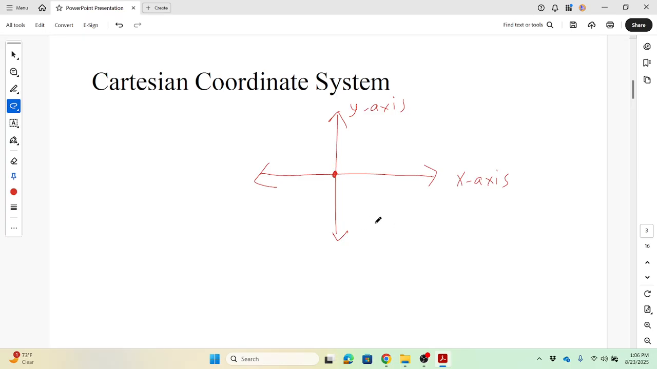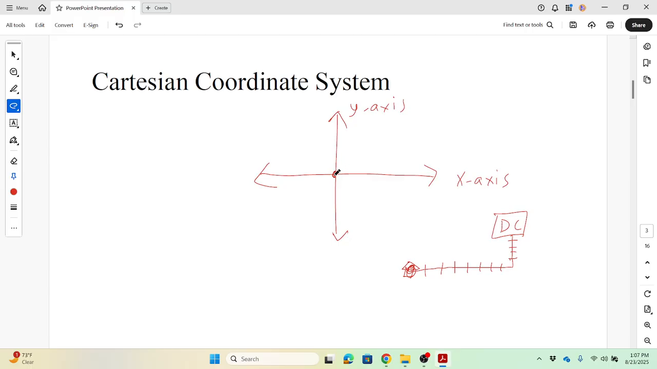Think about it like this. Let's say this is your home, and then here is Dallas College. If you want to travel from your home to Dallas College, your starting point is your origin. So this is the starting point, origin. From here you might have to go some units to the east and then some units to the north. How many units you travel to the east and how many units you travel to the north can be shown on the x-axis and on the y-axis.